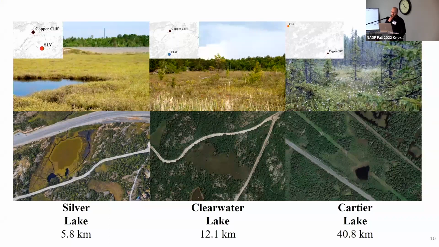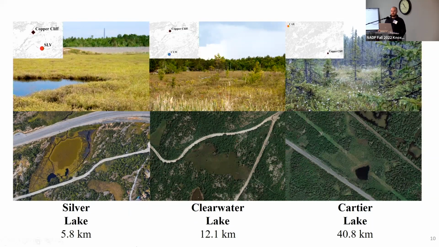So these are our 3 different peatlands, and like I said, they ranged in distance from the smelter. They were all named after the lakes that they were attached to. On the left, we have Silver Lake. If you look in the background, you can actually see the superstack, and this is the highway right here. This site is quite close to the smelter, and then we move further away. Clearwater Lake was 12 kilometers from the smelter, and then we have Cartier Lake, which is 41 kilometers from the smelter, and this was thought to be relatively unimpacted by emissions from the smelter.